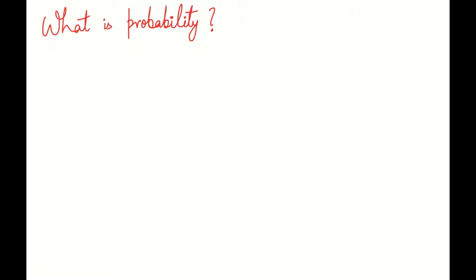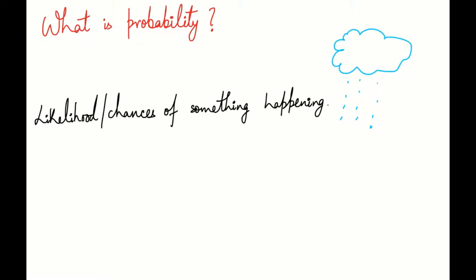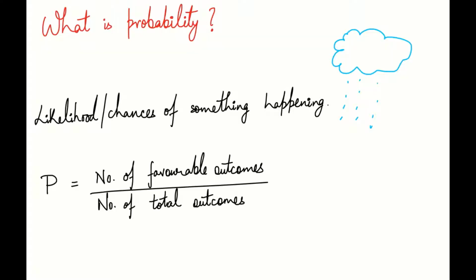We are quite familiar with the notion of probability. For example, if you look at the sky and see clouds, you think it might rain today. Thus, generally speaking, probability is the likelihood or chances of something happening. Slightly more mathematically, probability is defined as the ratio of number of favorable outcomes over number of total outcomes.